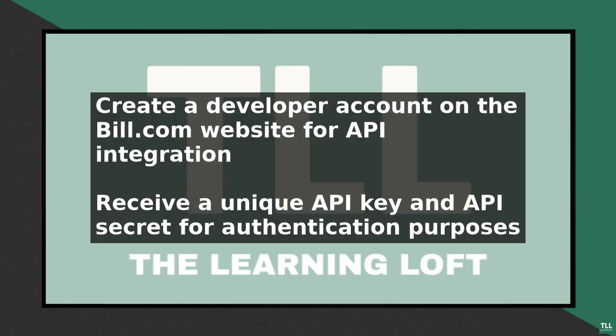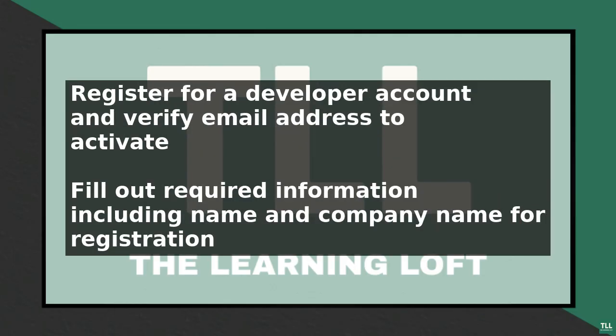First, log into your Bill.com account and navigate to the developer portal, where you can register for a developer account. Fill out the required information, including your name, email address, and company name, and then submit your registration. Once your account is created, you will receive an email with a verification link. Click on the link to verify your email address and activate your account.